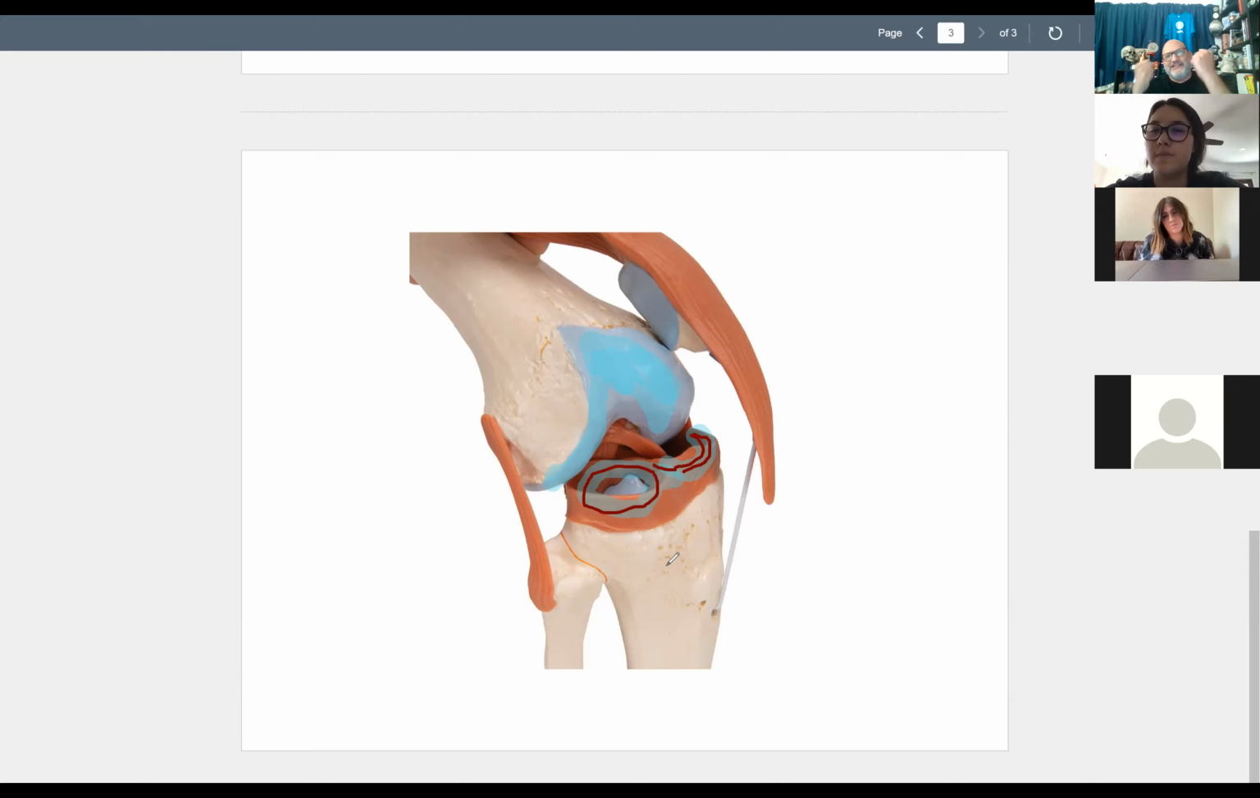Oh, if only I had a list of the anatomy of the knee I was responsible for. I might be able to figure out what these two rings of fibrocartilage are. There you go. Mitch has got it. They're the meniscus, or plural, the menisci.